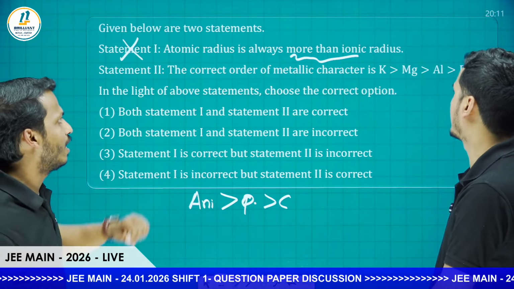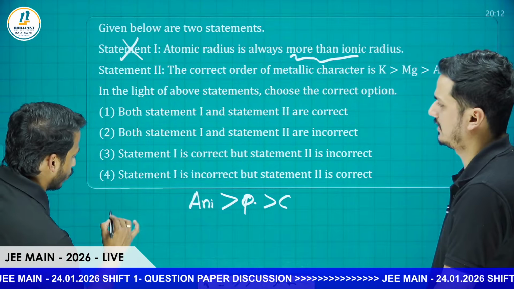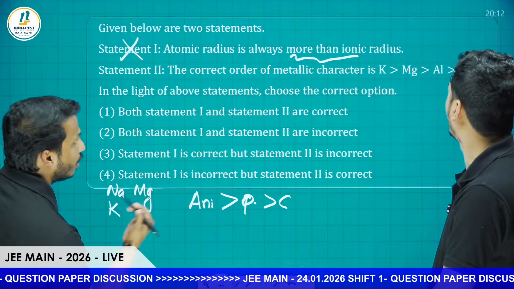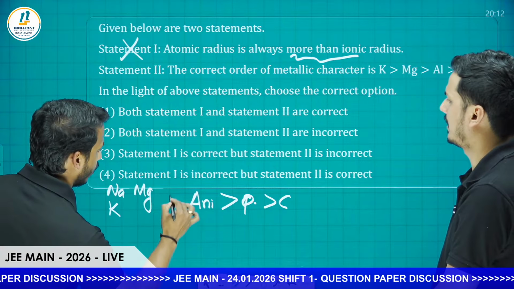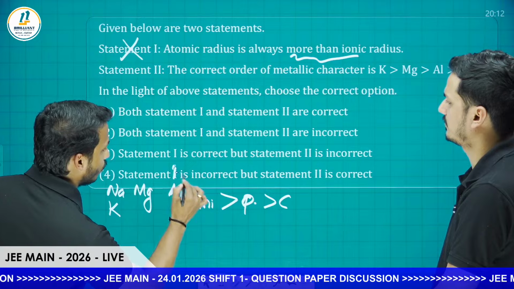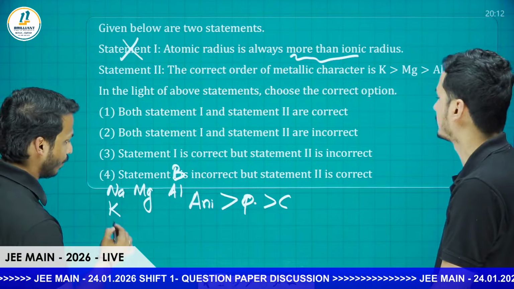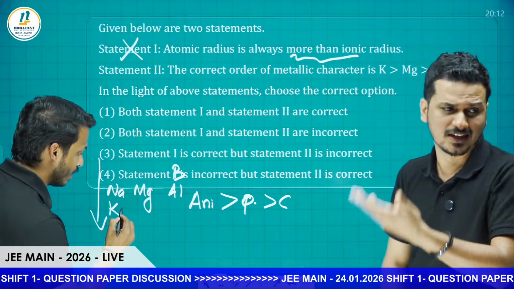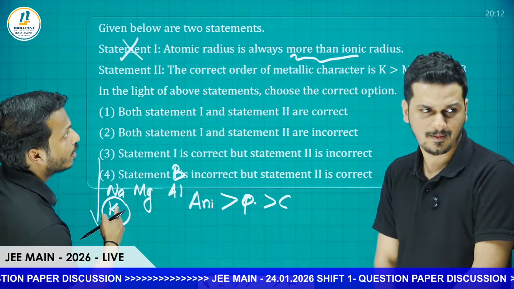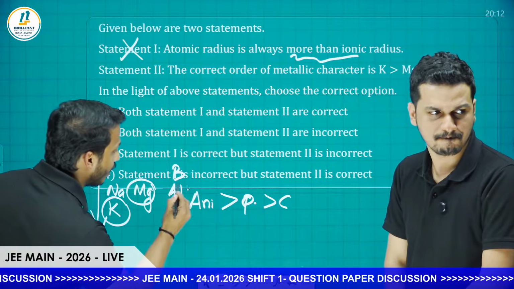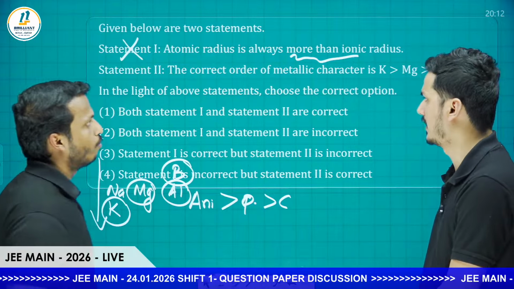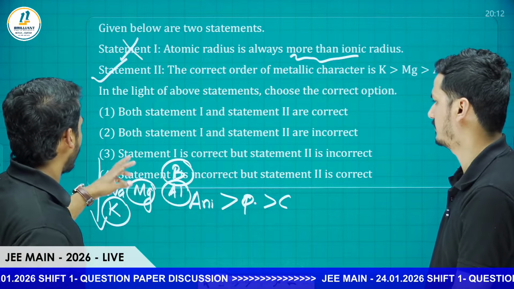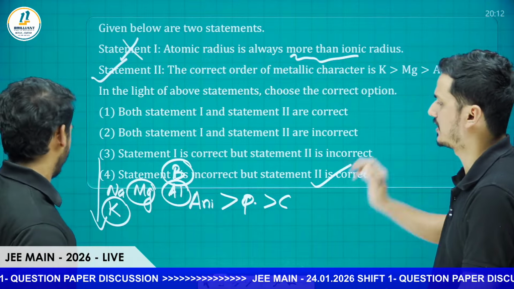The correct order of metallic character: potassium, magnesium, aluminium, boron. We know that down the group, metallic strength increases. So potassium is the most metallic, then we have magnesium, then aluminium, and then boron. So that is the correct order mentioned, so statement 2 is correct. Statement 1 is wrong and statement 2 is correct, so option 4 will come.